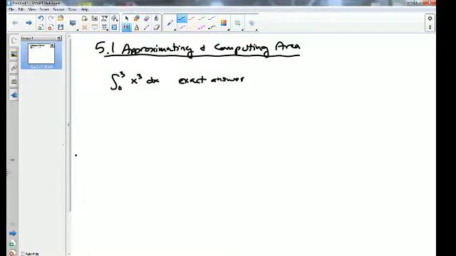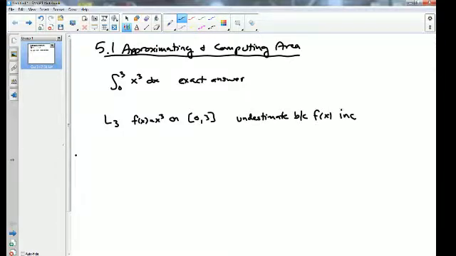Versus, find the left Riemann sum with 3 subintervals of f of x equal to x cubed on the interval 0 to 3, right? Not an exact answer. In fact, is that an over or under estimate? Why? This is an underestimate because f of x is increasing. Left Riemann sums, if you have an increasing function, are underestimates, right?